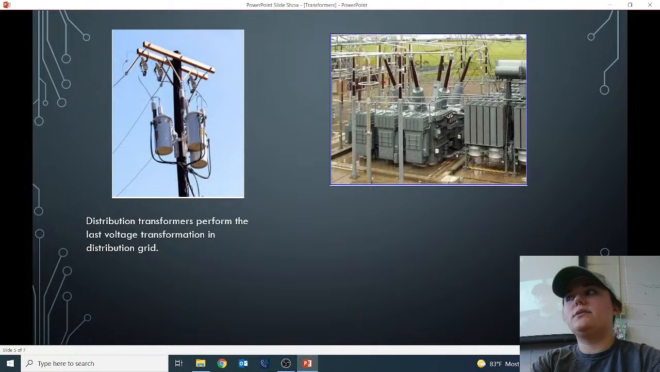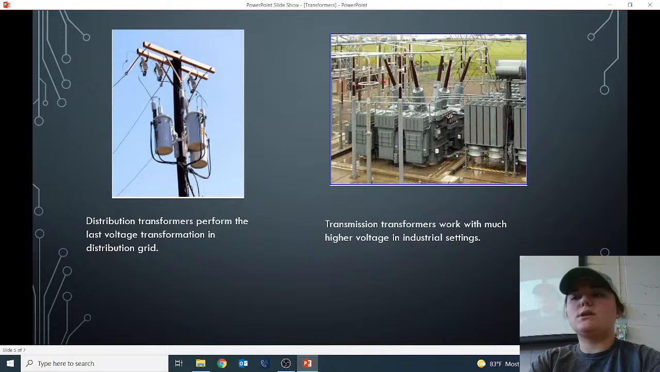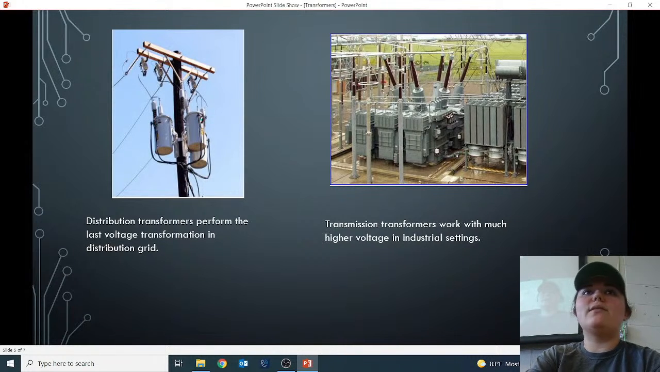Okay, and this is an industrial transformer, a transmission transformer, and they work with much higher voltage in industrial settings. So that's what you would more likely see in a substation. Like, you drive by these when you're driving down the road, right?